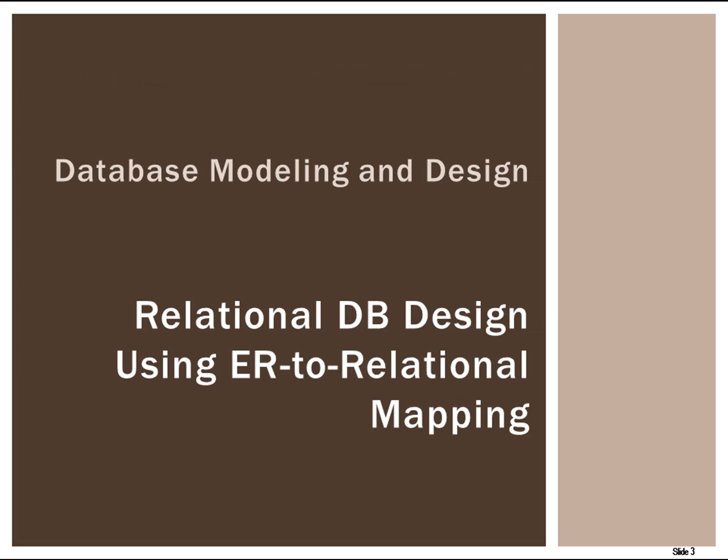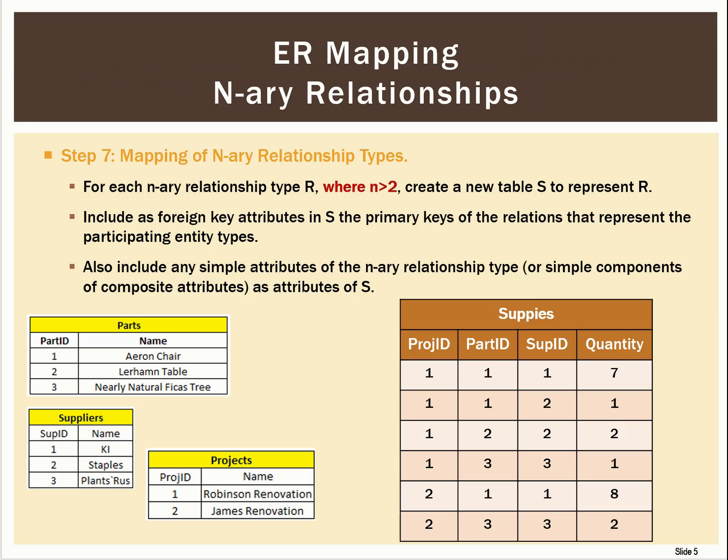Now that we've reminded ourselves of the Robinson renovation project and all of its parts, let's take a look at the data and let's take a look at how it would map to a relational table in the physical model. So let's look at step 7. Step 7 is the mapping of n-ary relationship types, like the ternary relationship we just talked about. In that, there was a relationship between parts, suppliers, and projects, but each of the multiplicities were many. So n is greater than 2 for all of the relationships.